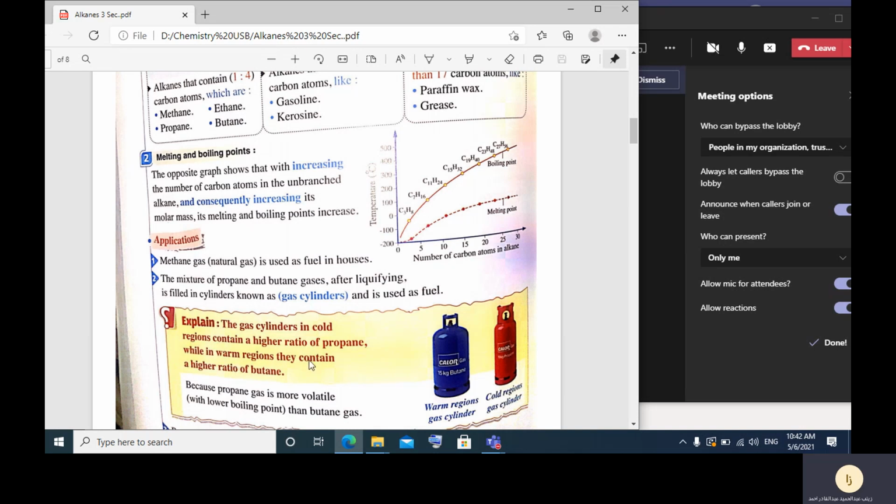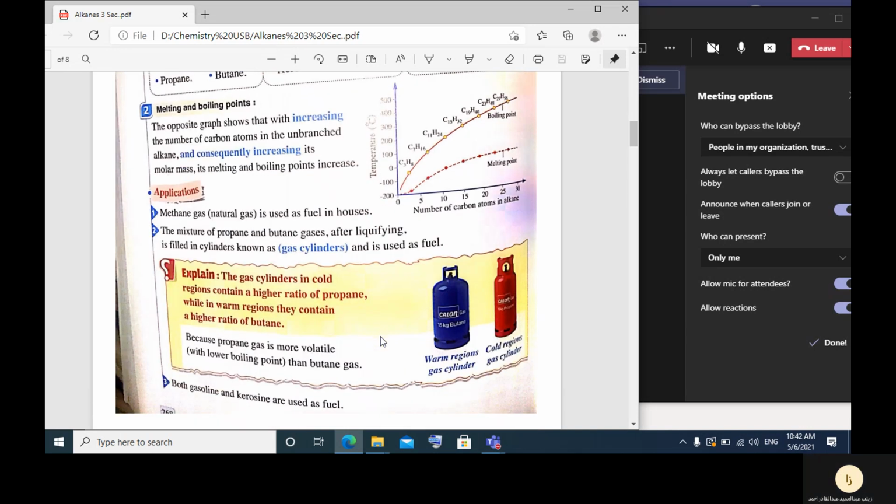We can say that the components of these cylinders in cold countries differ from the components of the cylinders in hot countries. Look at this. The gas cylinders in cold countries or cold regions contain a higher ratio of propane, while the warm regions contain a higher ratio of butane. Why? Because propane gas is more volatile with a lower boiling point than butane gas.